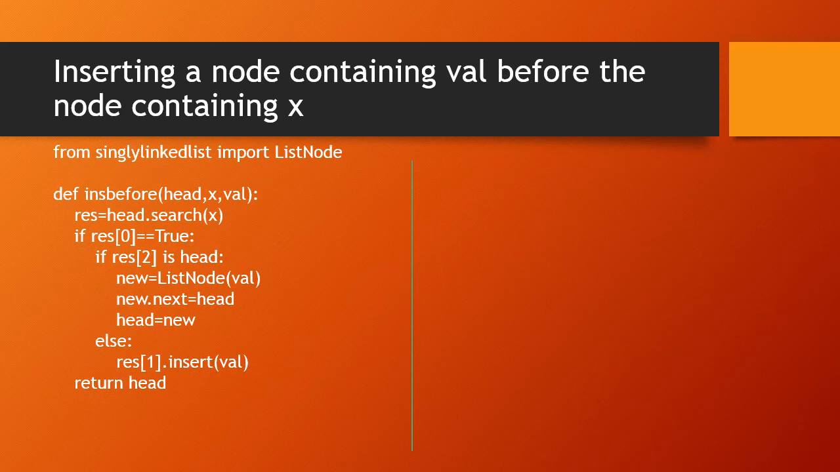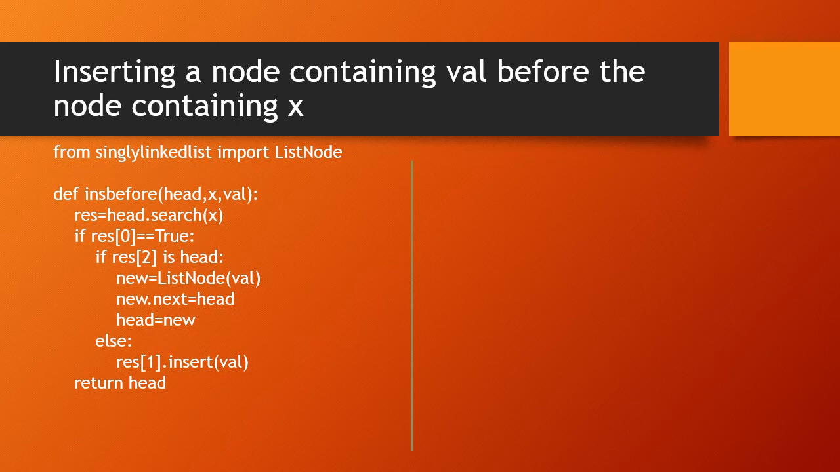Now we change our objective slightly. We want to insert a node containing val, but before the node containing x. The first thing we do is import our class list node. The function is called insertBefore. It takes 3 arguments: the head pointer to a singly linked list, the value x, and the value val.